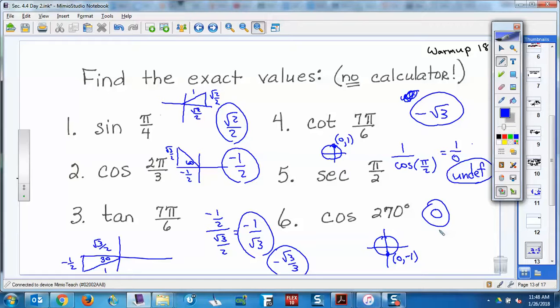Question, did I screw something up? On number 3, shouldn't the tan be positive?